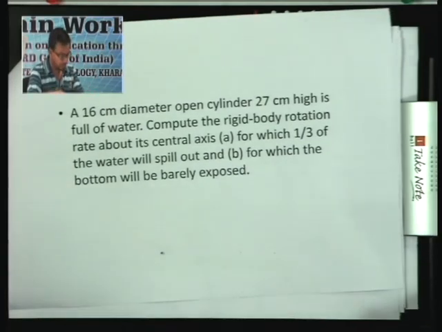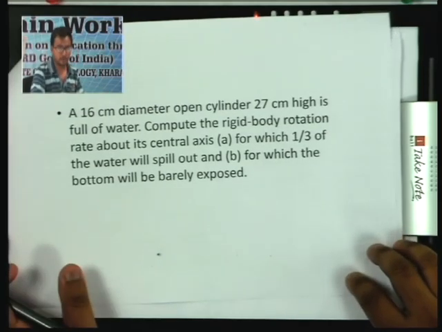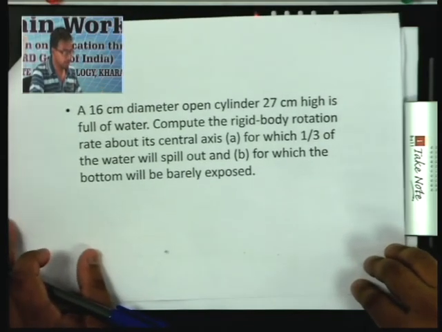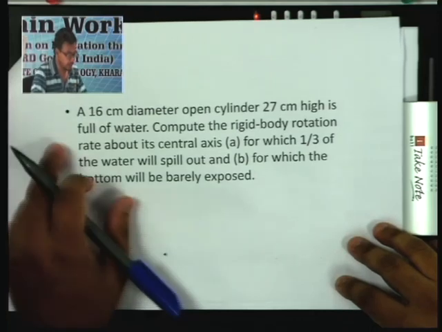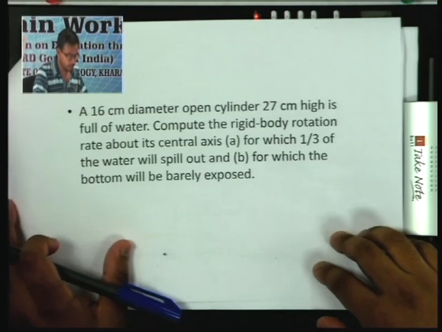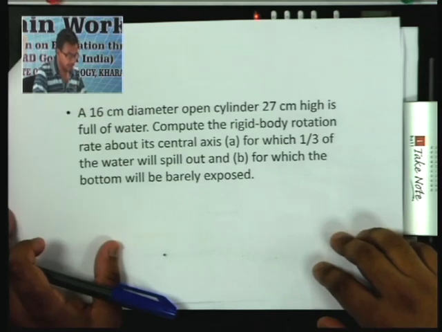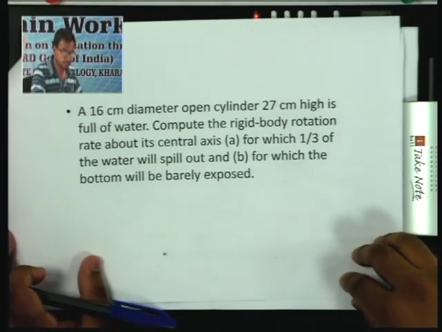The theory for this exact same problem has already been covered by Professor Ghosh Maulik, so I will only mention the procedure of solution very briefly here. I will read the problem out first. A 16 centimeter diameter open cylinder, 27 centimeter high, is full of water. Compute the rigid body rotation rate about its central axis, for which 1/3 of the water will spill out and for which the bottom will be barely exposed.